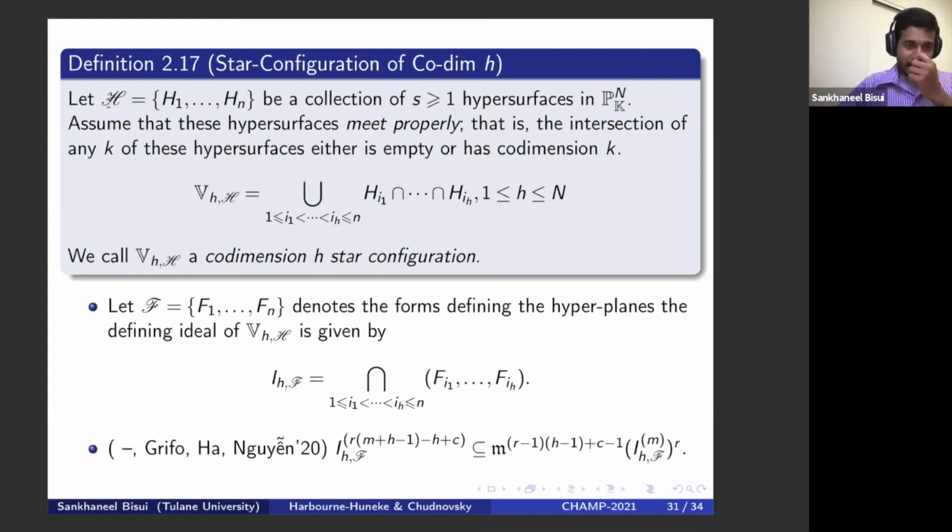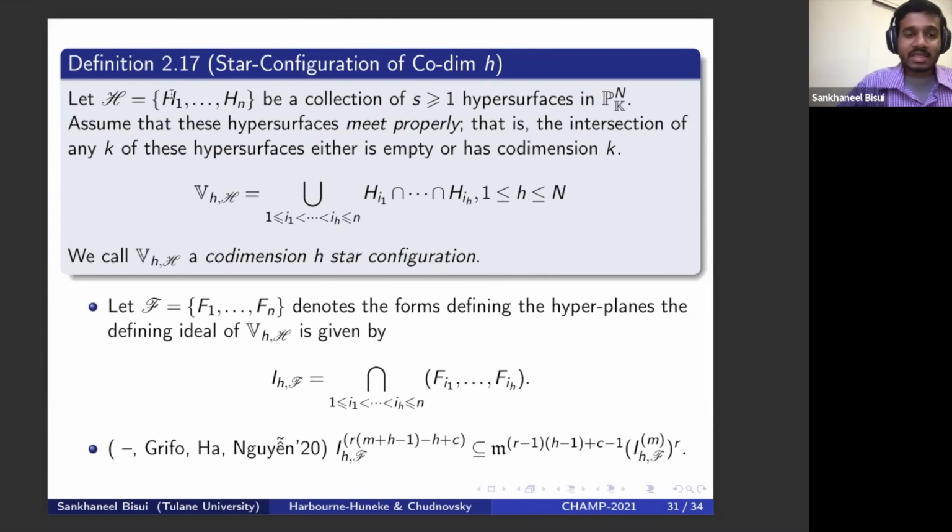How is it defined? We take n many hypersurfaces so that they intersect properly. Then for each h, which is at most n, we take the intersection of all those h many hypersurfaces, and we take all the possible unions that can be formed that way. We call this V_h the codimension h star configuration.